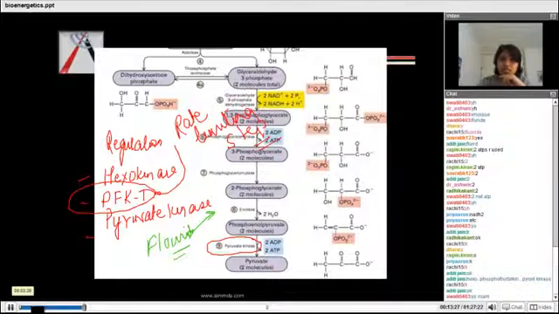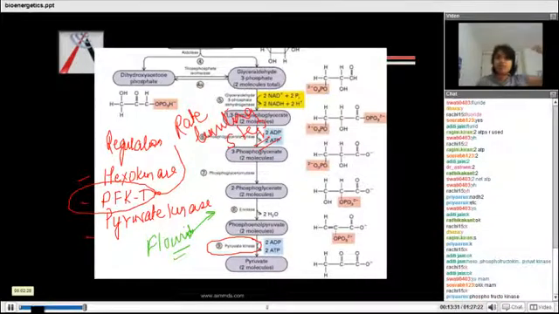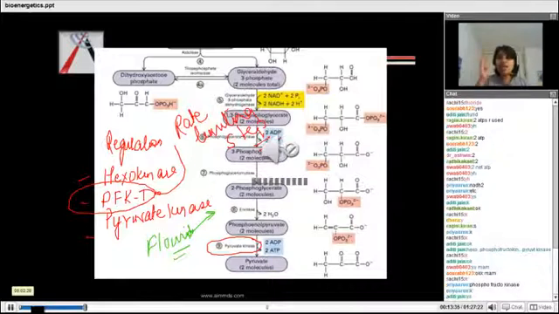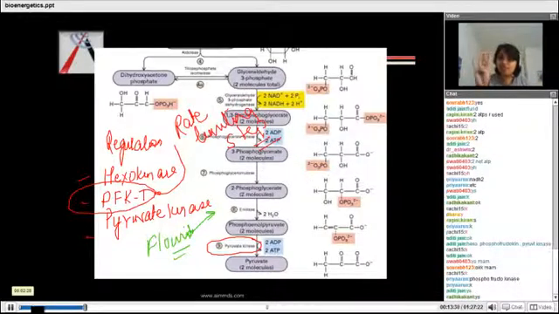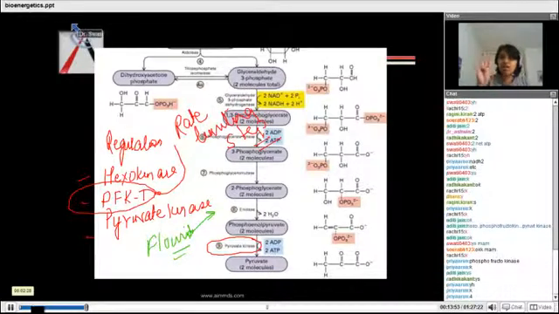There's one more thing which you need to know. Remember, I told you that we have used up 2 ATPs and we formed 4 ATPs directly. Other than that, yes, we did form 2 NADH, but we'll be using NADH later in the electron transport chain to form ATP. Right now, we don't have ready-made ATP from it. So, what are the ready-made ATPs? We made 4 ready-made ATPs and we used 2 ready-made ATPs.